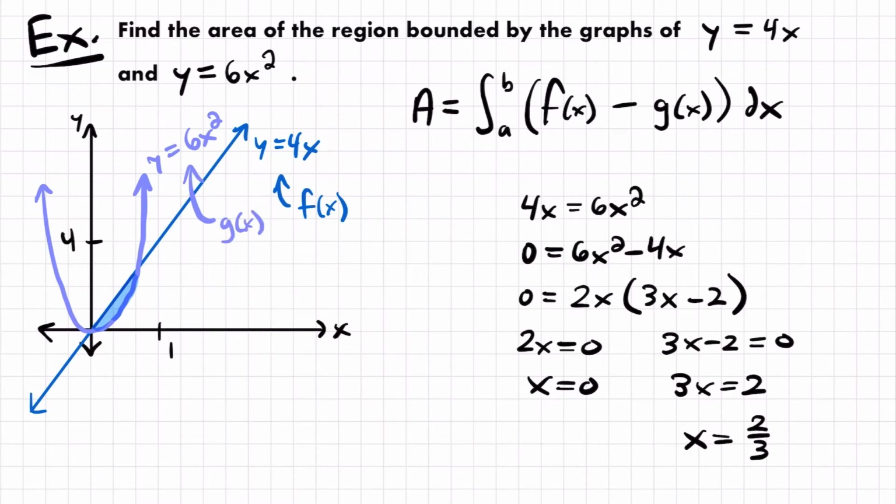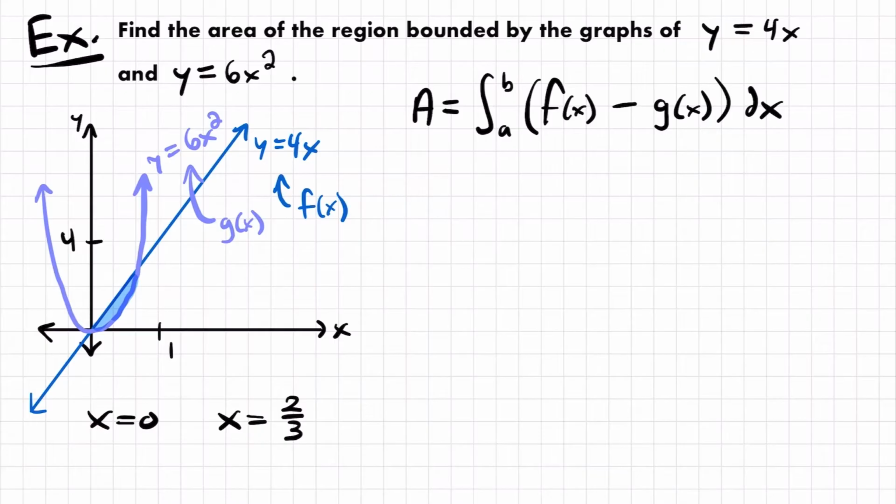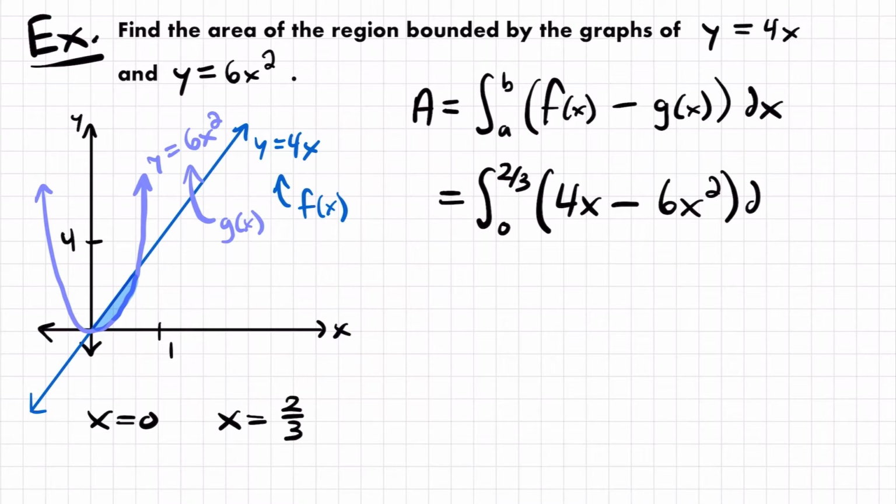All right, and so if we clean up our work, and remember that x equals 0 and x equals 2/3 are our bounds of integration, then we can set up our definite integral to represent the area of that region. And so we'll have that this is equal to the integral from a to b, or from 0 to 2/3, of f of x, which we determined is 4x, that's our top function, minus g of x, our bottom function, 6x squared. So we'll have 6x squared times dx.